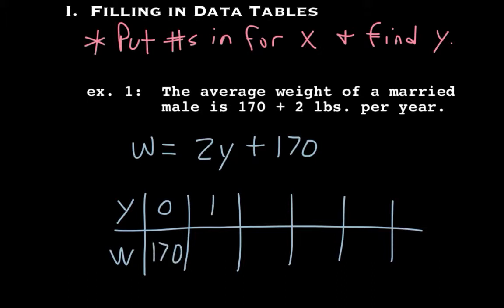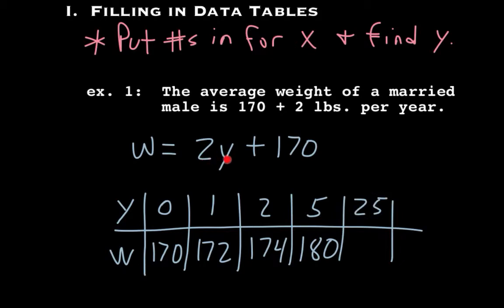After 1 year, the person will weigh 172. 2 years, they'll be... let's jump up to 5 years. After 5 years, now it's going to be 2 times 5, right? 180. Yep, so this is 10 plus 170 gives us 180. Nice job, Abby.